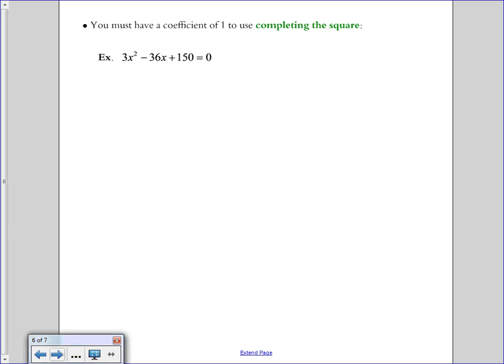One special thing about completing the square is that you must have a 1 in front, so a coefficient of 1, in order to use this method. If I give you a trinomial like this one, there is a 3 in front. You want to see if you can divide everything by 3 first. And if it's possible to divide everything by 3 evenly, then you can go ahead and use completing the square. So let's divide everything here by 3.